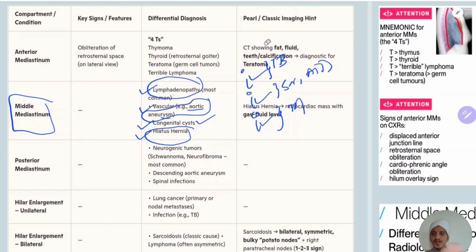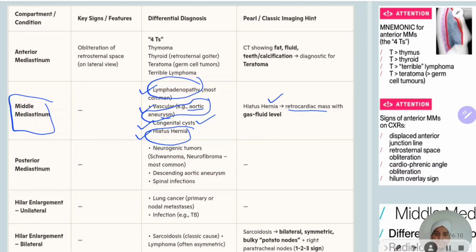One clinical pearl to remember is hiatus hernia will present as a retrocardiac mass with a gas fluid level, a retrocardiac mass behind the heart. This will be the fluid and this will be the gas fluid level. That is the feature of hiatus hernia. So lymphadenopathy, what are the common differential diagnoses?